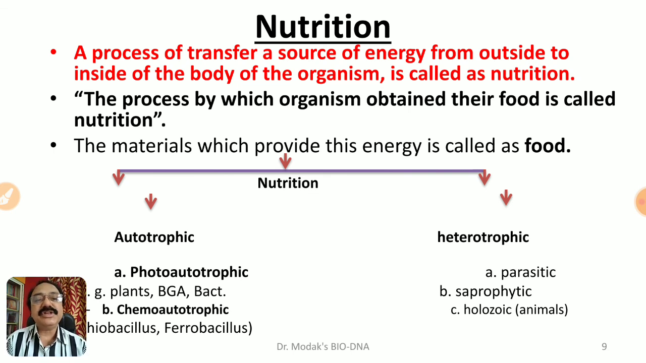In this way, if you see, different types of organisms show different types of modes of nutrition. In this study, we are going to learn the autotrophic mode of nutrition, especially the photoautotrophic mode of nutrition, and what photosynthesis is and how it takes place. Then in the heterotrophic mode of nutrition, we are going to learn the holozoic mode of nutrition, particularly in human beings, and we are going to learn the digestive system of the human being and how it works.